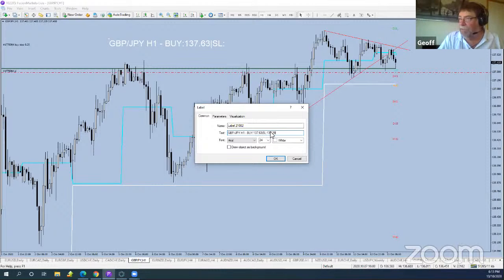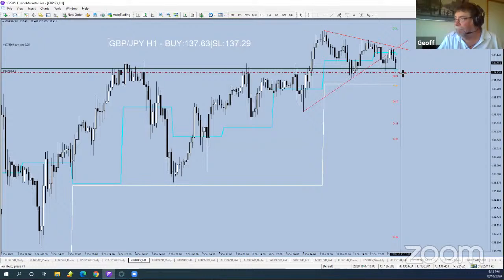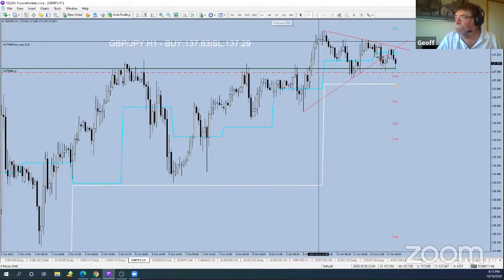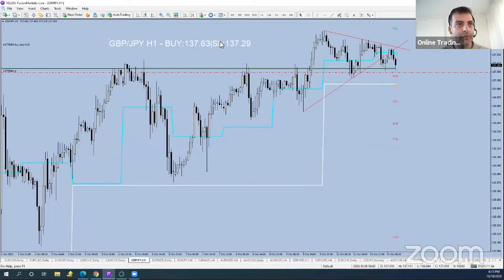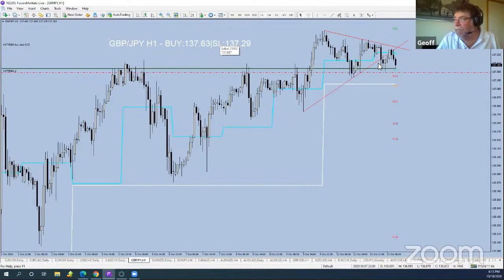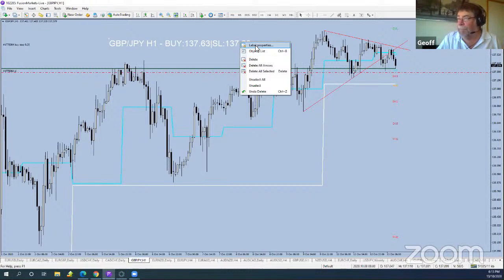Stop loss is 137.29. I think I'll just confirm that. Yeah, that's right. 137.29. Yep. TP1 is a little bit ambitious, but it is going to be 137.78. And what's the risk on this one? It's not in the best spot, so we'll ease our way into this, 0.25%. Okay.